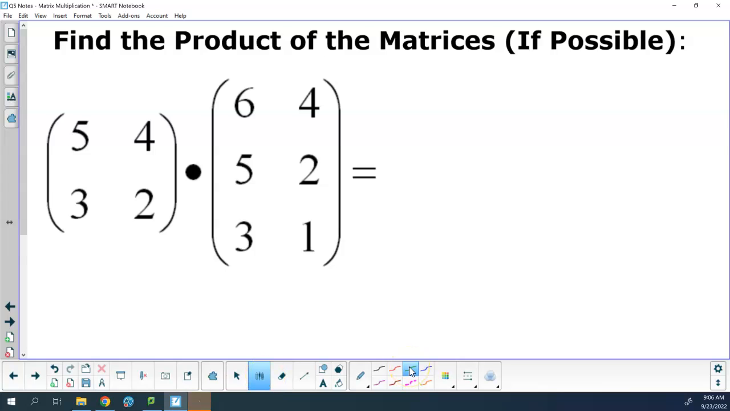Dimensions, left one, 2 by 2. Dimensions, right one, 3 by 2. Multipliable? Nope, not possible. In this particular order, not possible. What if we flip the order? Then it's possible. So again, the order matters. You will get 2 different answers depending upon the order in which you multiply. Okay?